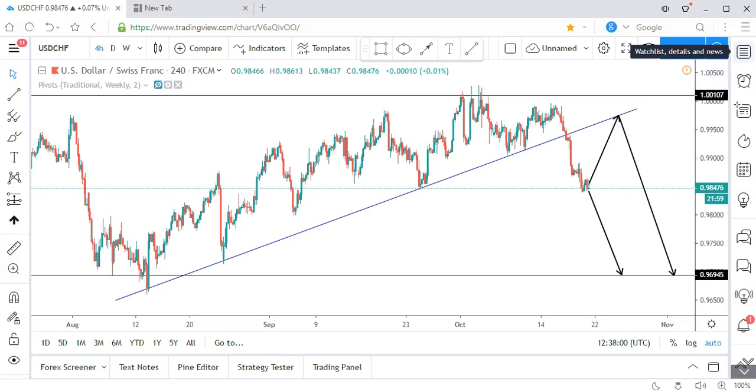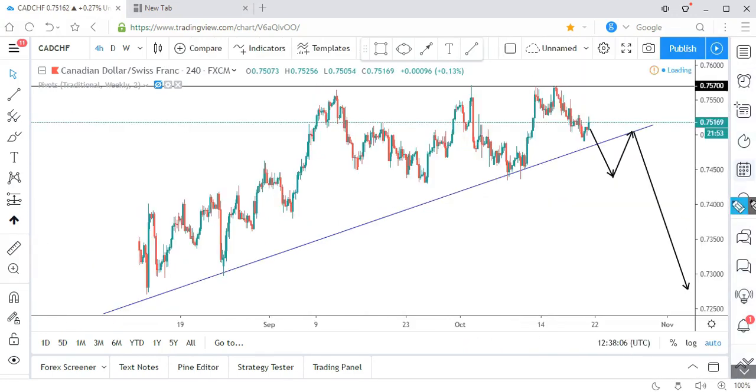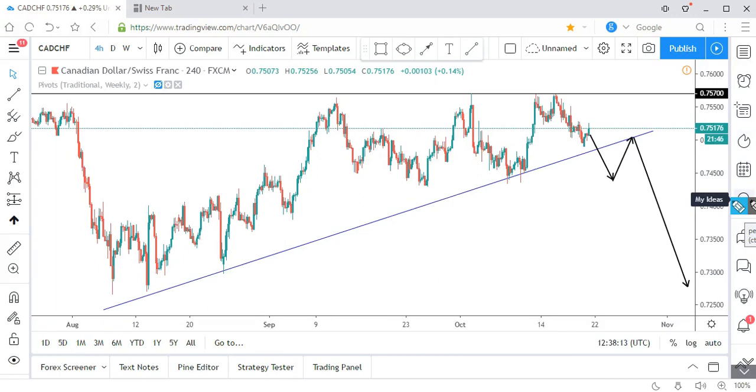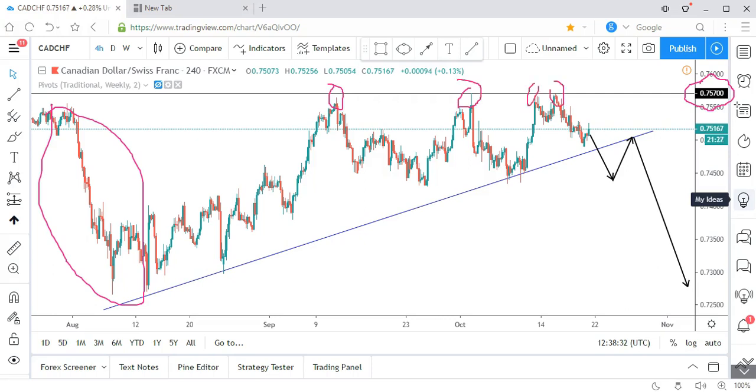Let's look at CAD Swiss francs. Okay, this one is a bit clear. On CAD Swiss francs too, you can see the impulse move here, and this is a key turning level. There is a resistance because we see price try testing that zone here 2, 3 and 4 times and is unable to break above, and you see price now moving to the downside.